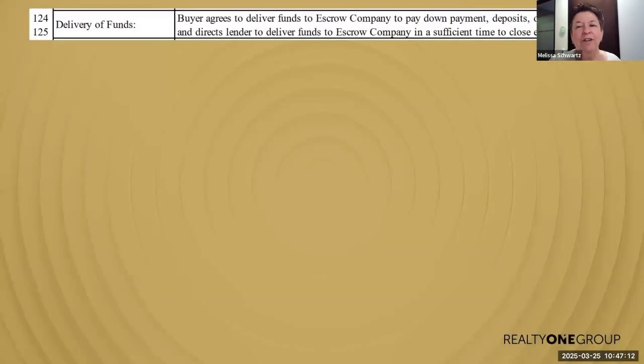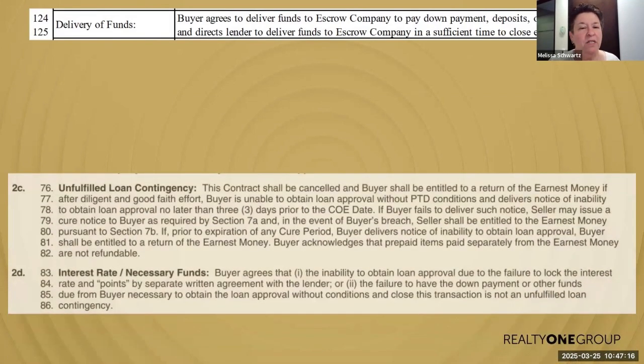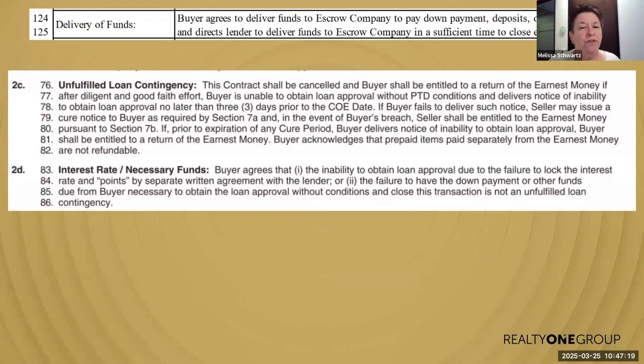All right, delivery of funds. Buyer agrees to deliver the funds to escrow company to pay down payment. Then we get to unfulfilled loan contingency, interest rate, necessary funds.